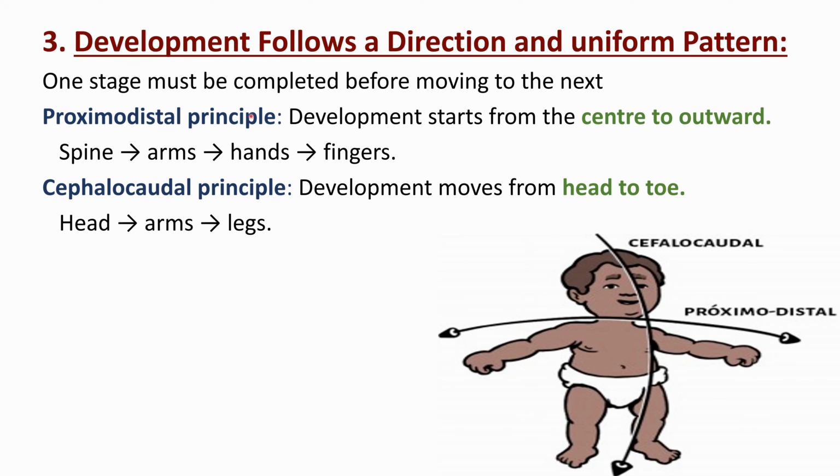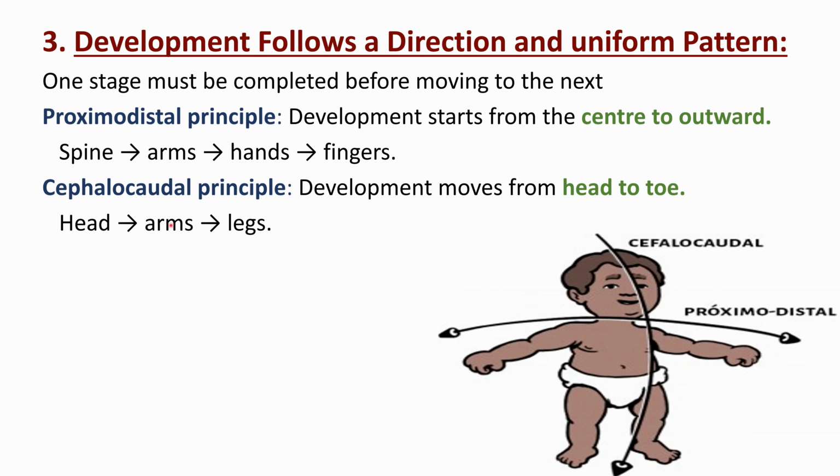Now, what is the proximodistal principle? According to this principle, development occurs from the center of the body outward. That means the child first gains control over the spine, the shoulders, then the arms, and then the hands, and finally the fingers. This is why babies can move their arms before they can control their fingers for fine movements.